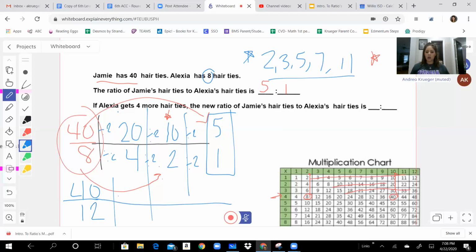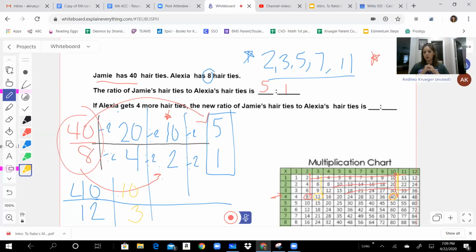So now that I know the multiplication chart, I already know that 40 is here and I know 12 is here. So I'm going to use that as a shortcut to reduce this ratio down a little bit quicker. So 40 can be reduced to 10 and 12 can be reduced to 3.